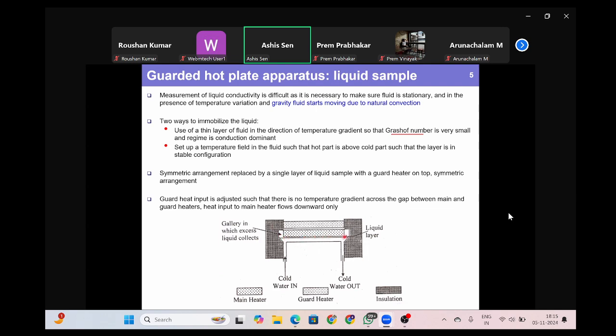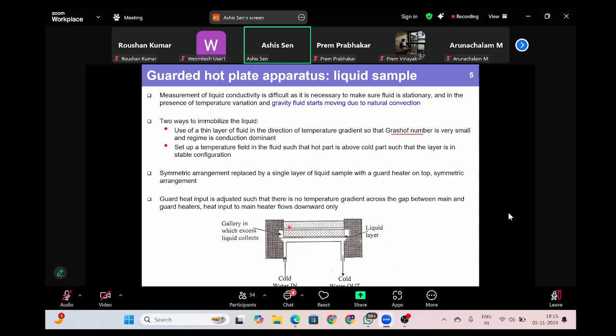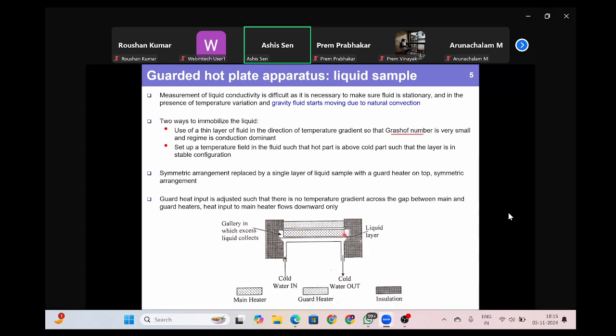This thin white layer that you see is basically where you introduce your liquid sample, or fluid sample, whose thermal conductivity you want to measure. Okay. And there is cold water in and hot water out that happens. And this heater that you see here is the main heater. And this heater that you see here is the guard heater.